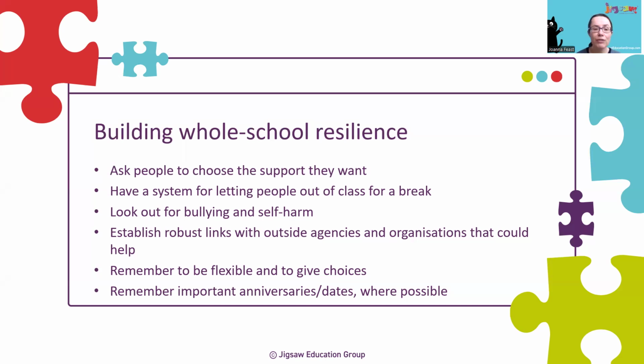Make sure that you've got really robust links with outside agencies and organisations that can help you, rather than relying on them right in the moment to drop everything and come and help you. It is about preparation and as much mitigation as possible. Be flexible. Not everything's going to go in a neat straight line, obviously, and give as many choices as you are able to enact. And then remember important anniversaries and dates where possible, not to the point that it becomes a great big thing, but ask the person who is affected, or the people affected, what would they like?